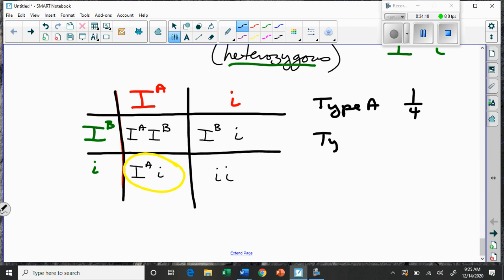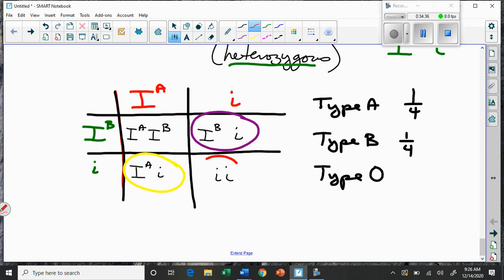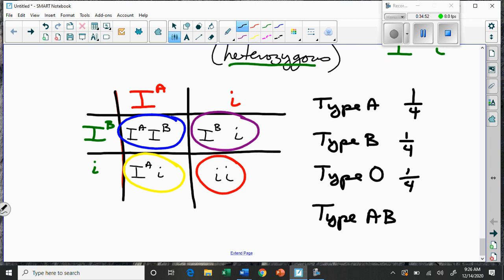Type B, there's only one genotype that could give us type B blood, and it's this one. So that's 1 out of 4. Then there's another possibility of getting type O, which is the possibility of this one. So that's 1 out of 4. And then the other possibility is the codominant situation, which would be type AB, which is also 1 out of 4. So in this cross, we can get an equal chance of all the possible blood type combinations.